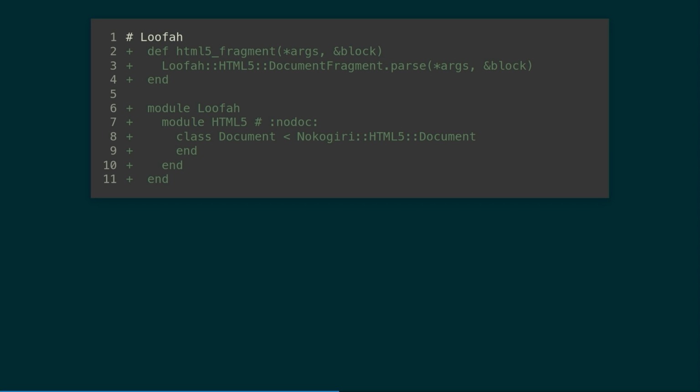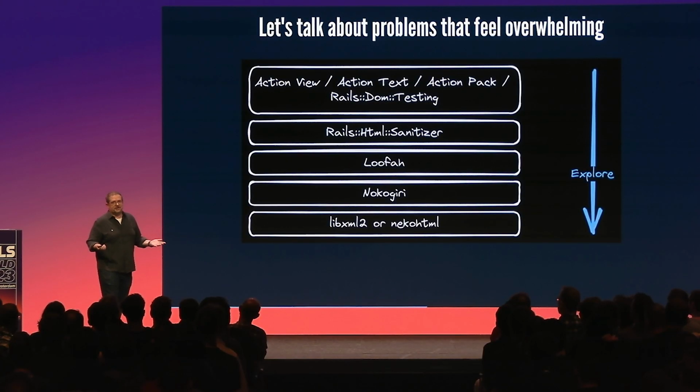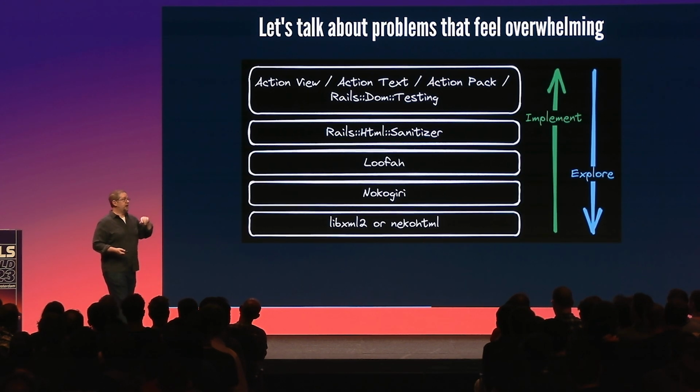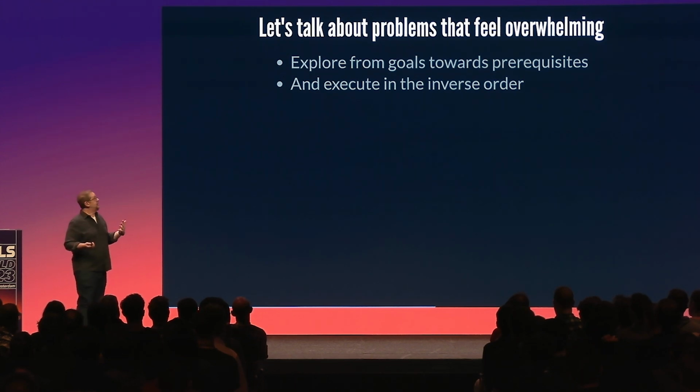Now I'm in Loofah, and I go, okay, well, Loofah subclasses Nokogiri documents. Now I need to go into Nokogiri. So in this way, I can go down the whole stack. When I get to the bottom and I actually have real work to do, like when I'm in Nokogiri, I don't have HTML5, I've got to do real work. That's when you start to implement in the other direction. So you go from the leaf nodes back up. This helps me manage the complexity. So you explore from goals to the prerequisites, and then you execute in the inverse order.